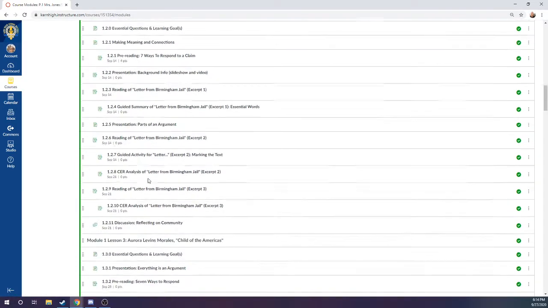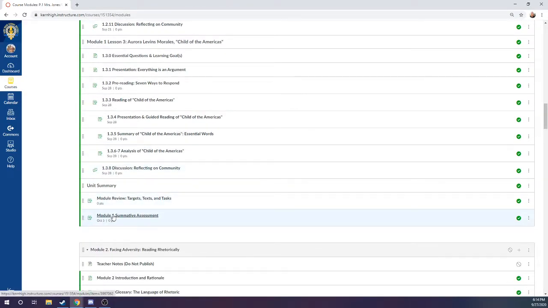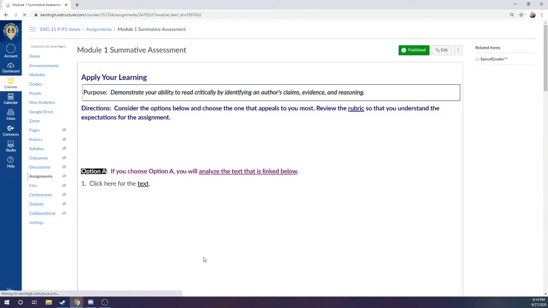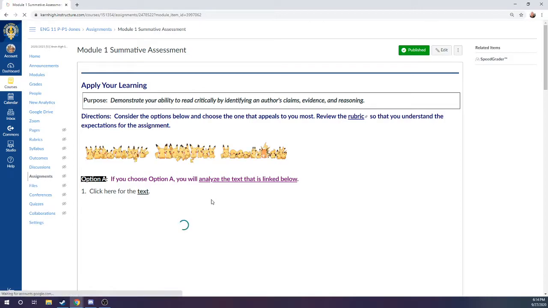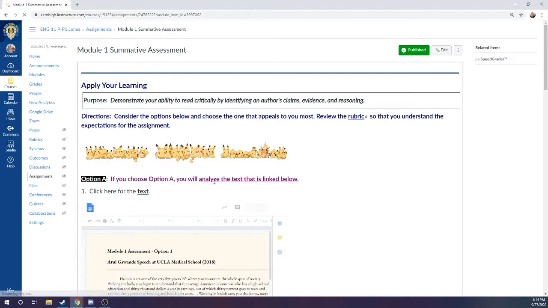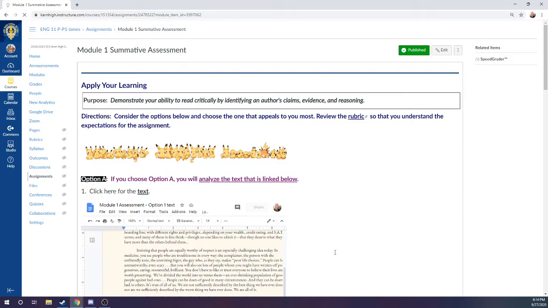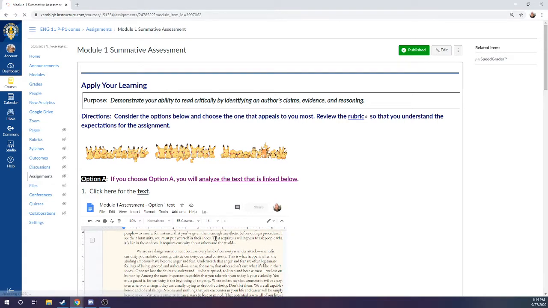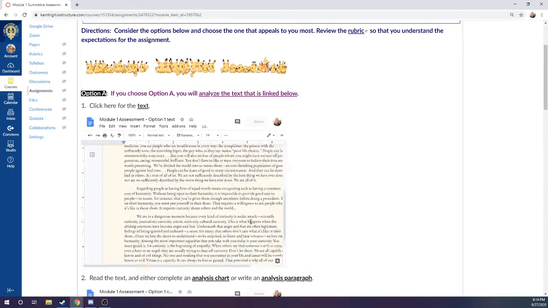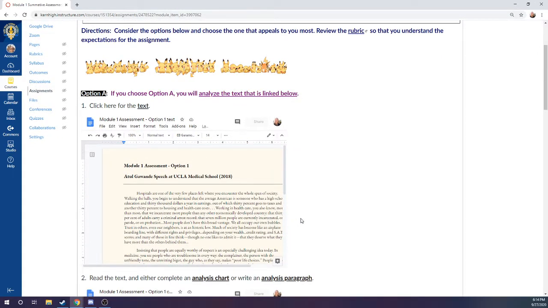But if you go down, the only thing that's due on October 5th for Module 1 is the summative assessment. Summative assessments, that's the way teachers like to call our big end-of-unit test. This is a big end-of-unit test. I'm going to be checking your skills with identifying claims, identifying the evidence that supports those claims, and being able to explain the reasoning and the relationship between those two. I went over this in my last video if you want to watch that and see what you need to do. But this is due this coming Monday, October 5th. So make sure you get that done.